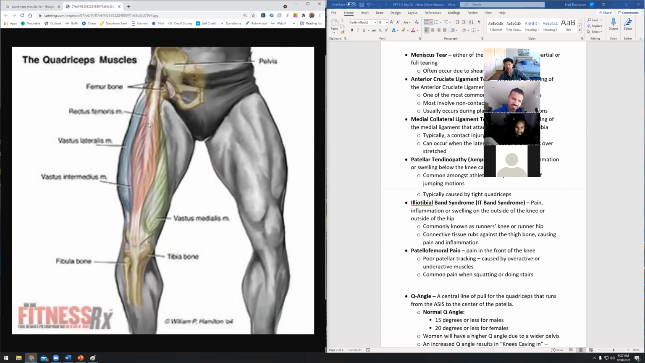That one right there, right? And then over top of the whole thing is that rectus femoris I mentioned earlier. And those are the 4 quad muscles. So 3 vasti, and then 1 that is also a hip flexor.